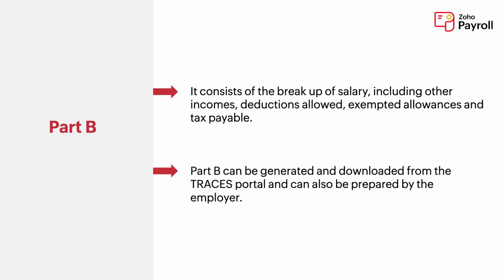Now, Part B provides a detailed breakdown of the salary. This includes other incomes, allowed deductions, exempted allowances, and the tax payable. This specifies the exemptions under Section 10, Section 16, and Chapter 6A. Additionally, it also accounts for the education cess and any additional relief availed under Section 89 in the final tax payable. Part B can also be generated and downloaded from the Traces portal or be prepared by the employer.